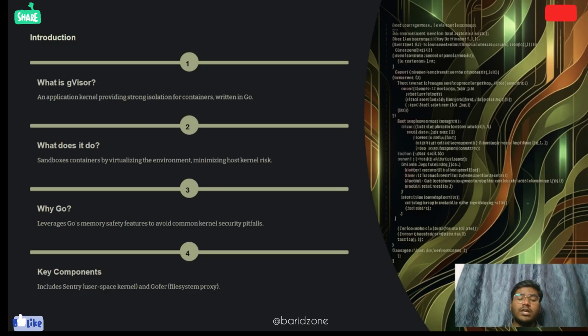What does gVisor do? It intercepts and handles system calls. It sandboxes applications. It prevents direct access to the host kernel. Why choose gVisor? Because it provides stronger isolation than traditional containers and is ideal for running untrusted workloads such as third-party applications, customer code, and serverless functions.